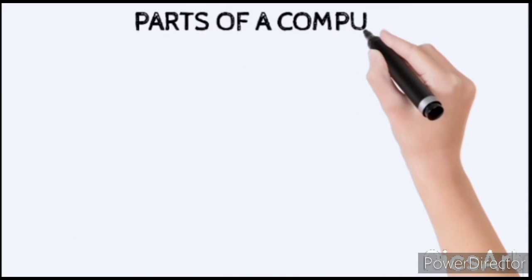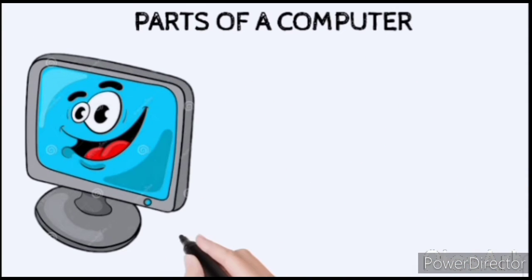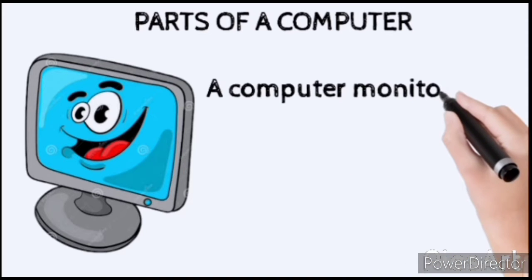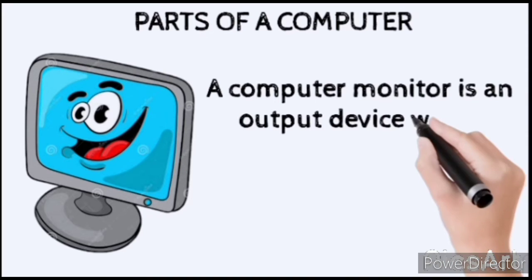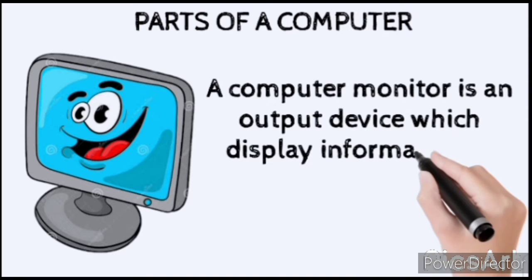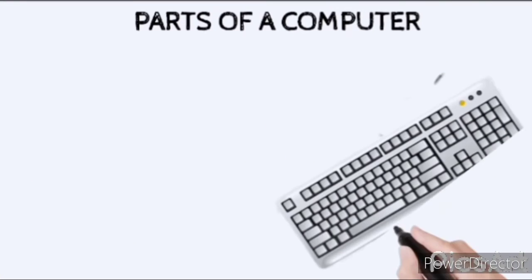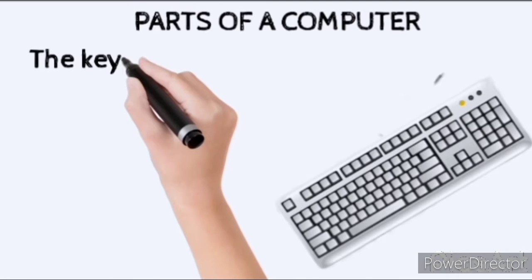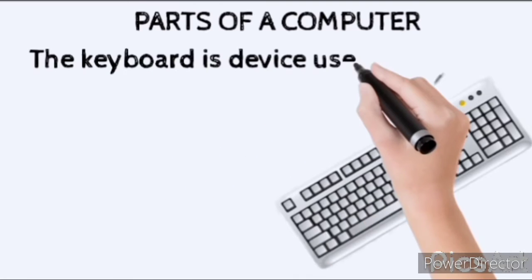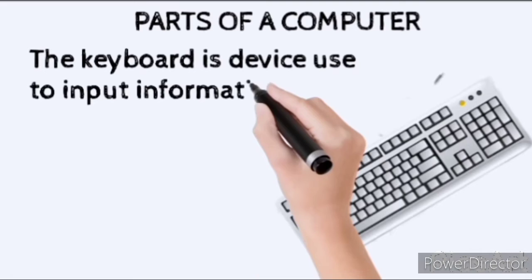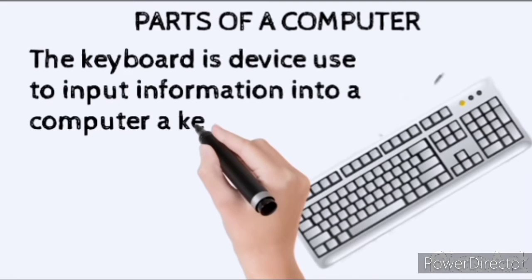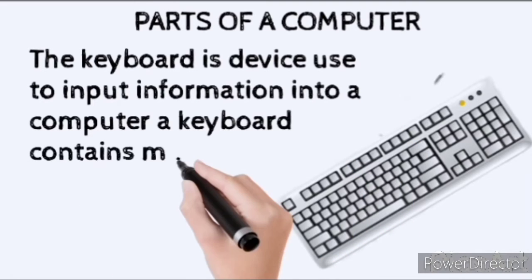Parts of a computer. Monitor. A computer monitor is an output device which displays information in pictorial form. Keyboard. The keyboard is the device used to input information into a computer. A keyboard contains many buttons called keys.